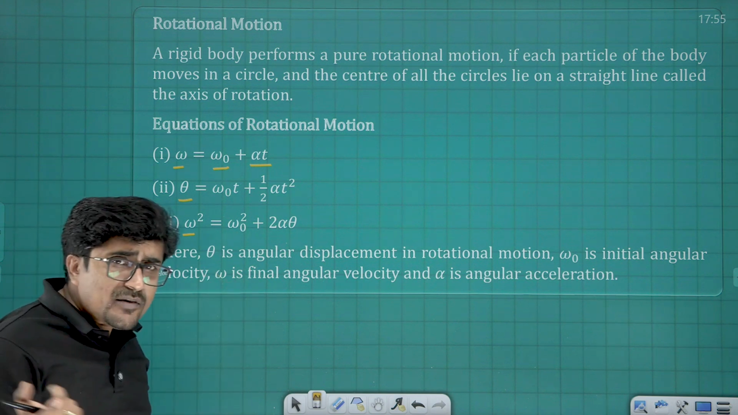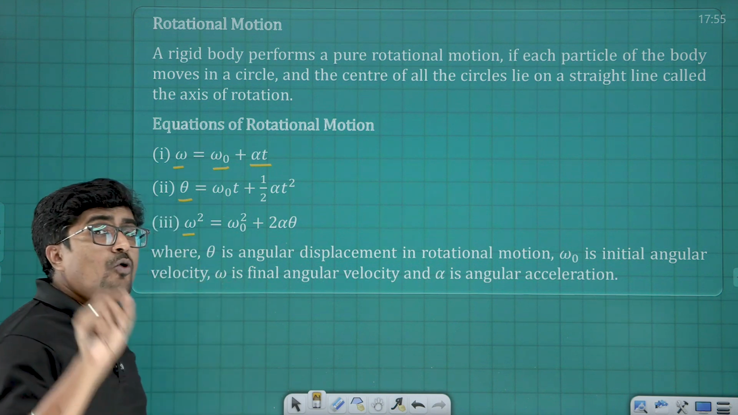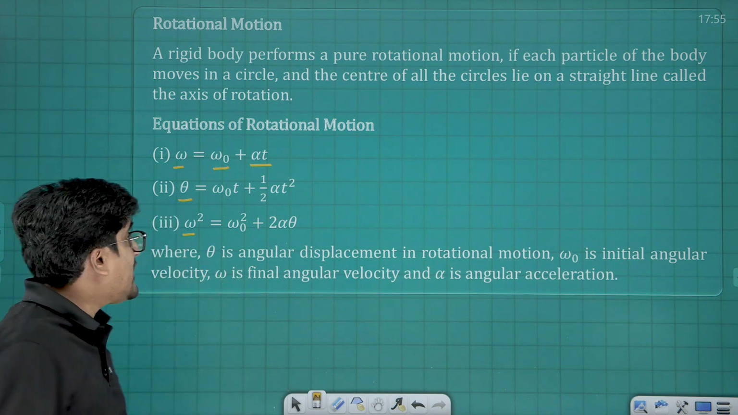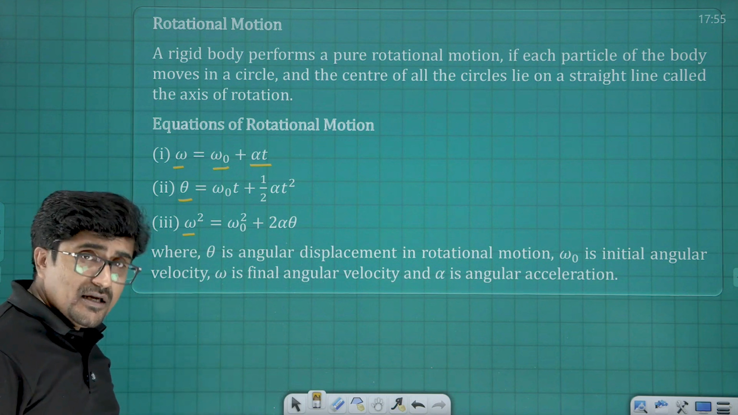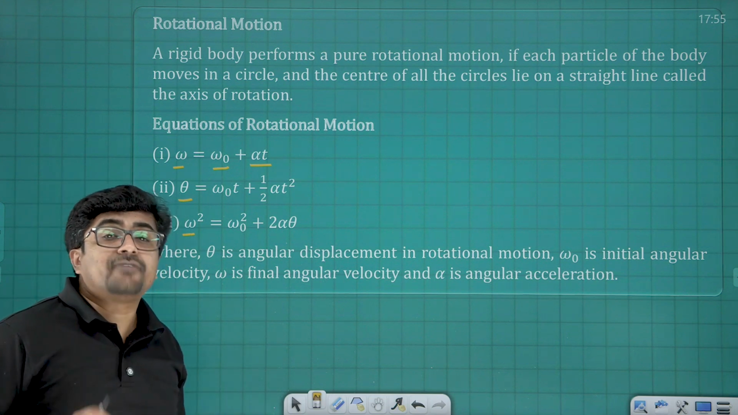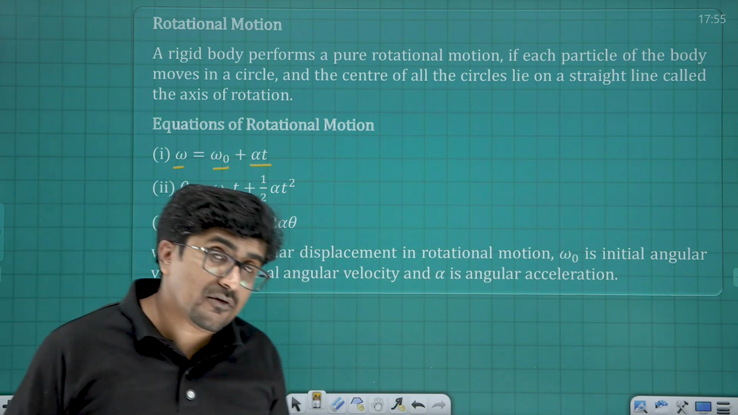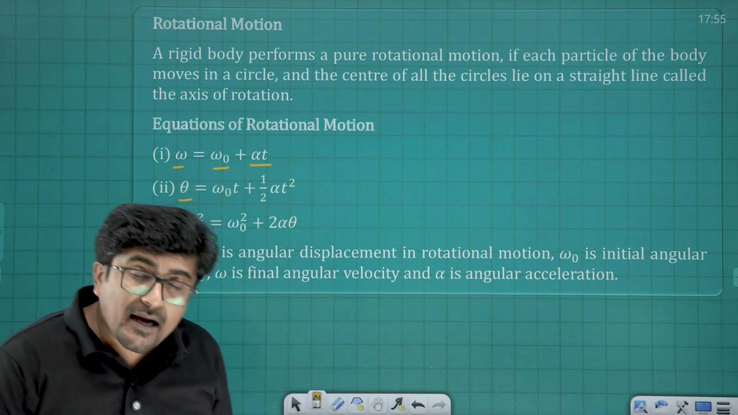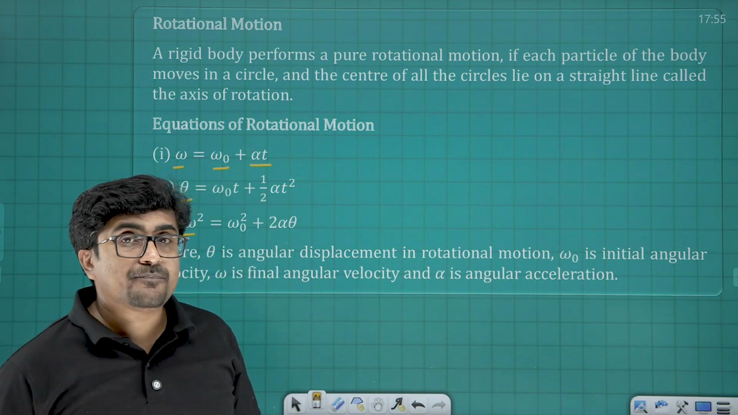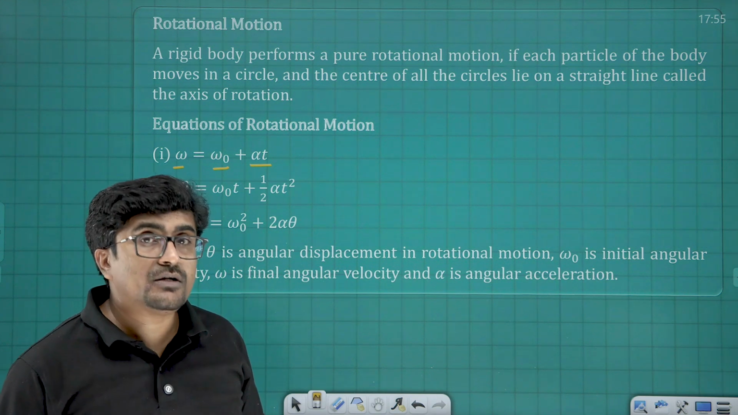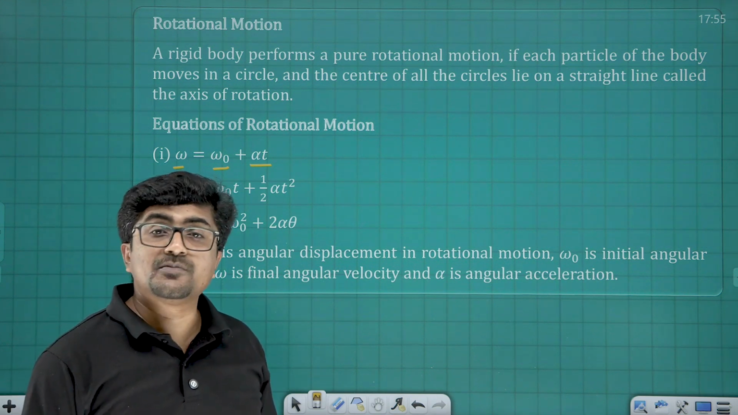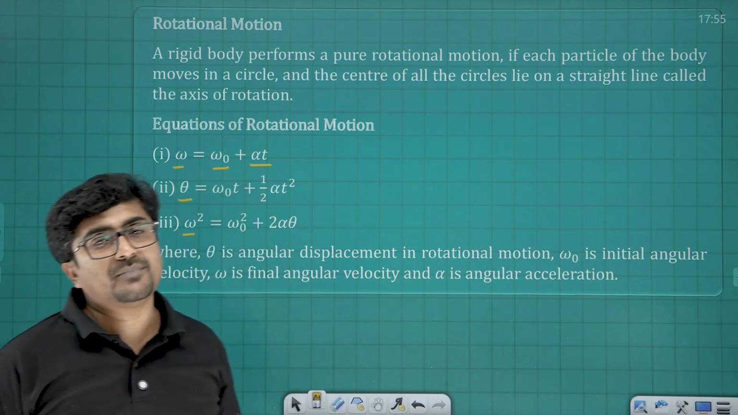There v square equals u square plus 2as; here omega square is equal to omega naught square plus 2 times alpha times theta. Here omega is the final angular speed, or final angular velocity, omega naught is the initial angular velocity, alpha is angular acceleration, theta is the angular displacement, and of course t is the time taken.